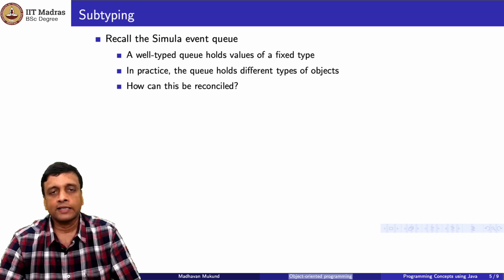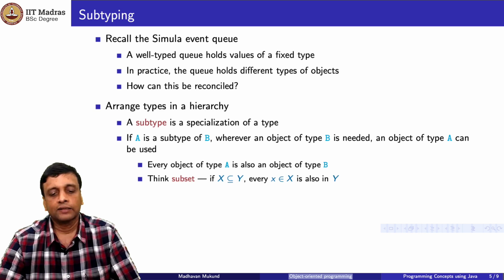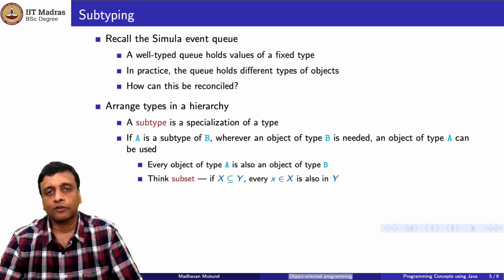So how do we reconcile wanting to have a queue which has a fixed, well-defined type, at the same time allowing it to hold a collection of different types of objects? The solution to this is to allow what is called a hierarchy of types. So we can say that one type is a subtype of another type. What do we mean by subtype? Well, we mean that it's a more specialized version of that type.